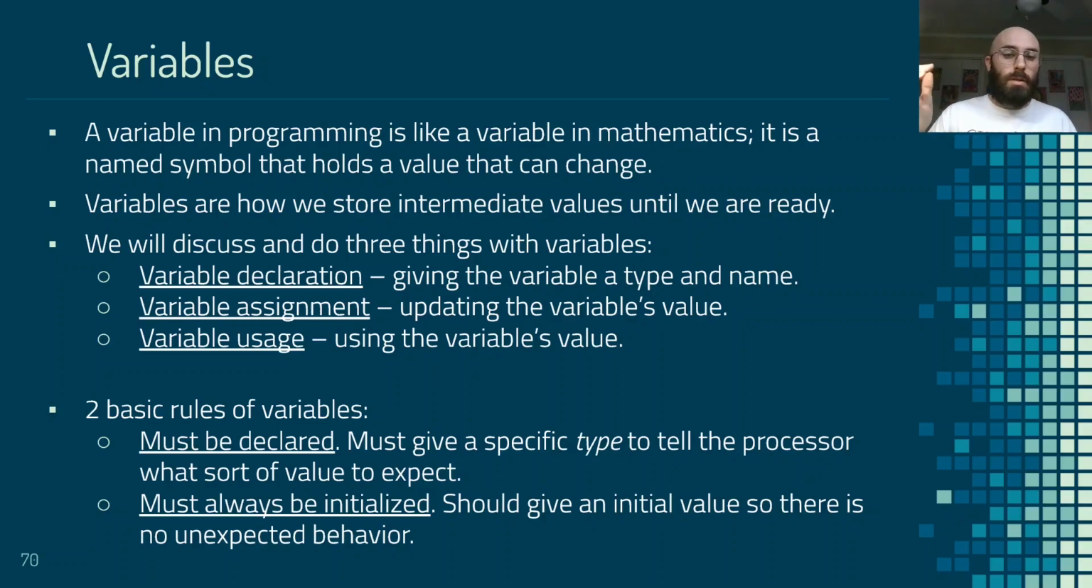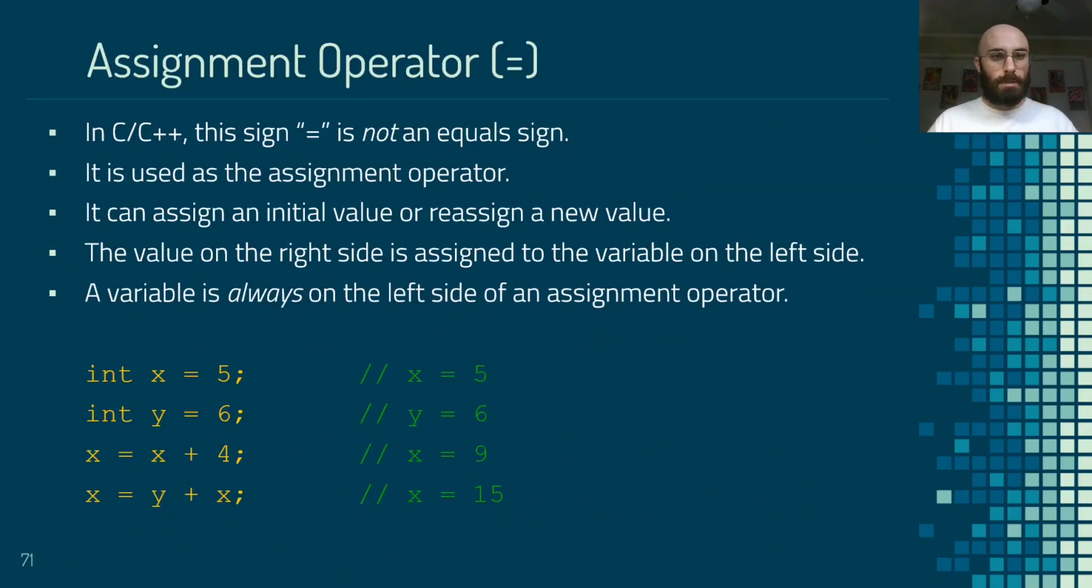We can also assign a variable, which is how we update the value that's being stored inside the variable. And then we can also use the variable, right? So consuming its value and using it in some sort of expression, like a mathematical expression. Those are the three key things that we can do with a variable. There are two basic rules of using a variable. First, we have to declare it. We must give it a specific type so that the Arduino knows how to store that information. So we have to say, hey, it's an int or it's a float. And then we have to initialize it. We should always give it some initial value so that there's no weird, unexpected behavior. We'll take a closer look at that here.